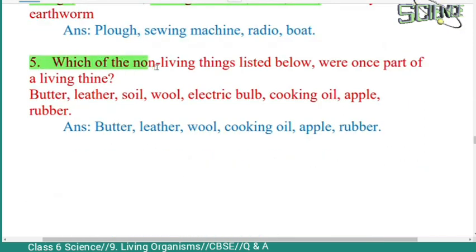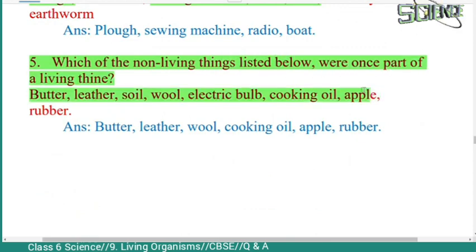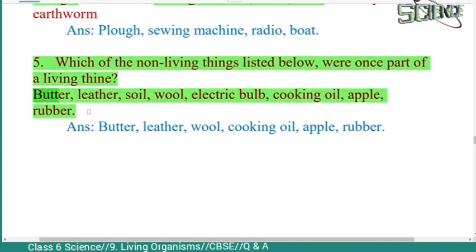Fifth question, which of the non-living things listed below were once a part of a living thing? So it must be a living thing. Butter, leather, soil, wool, electric bulb, cooking oil, apple, rubber. So these are all non-living things, but the ones that were once a part of a living thing are butter, leather, wool, cooking oil, apple, rubber.